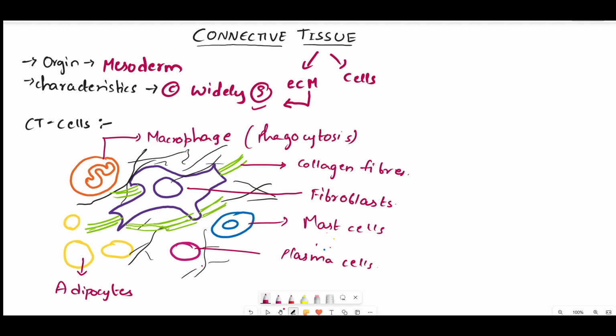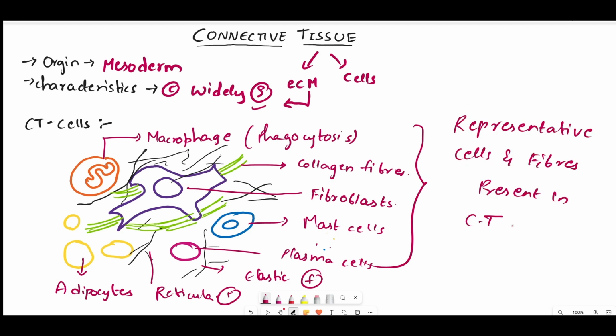And we also have some elastic fibers, and along with that, some reticular fibers. All of these together are called the representative cells and fibers that are present in a connective tissue.